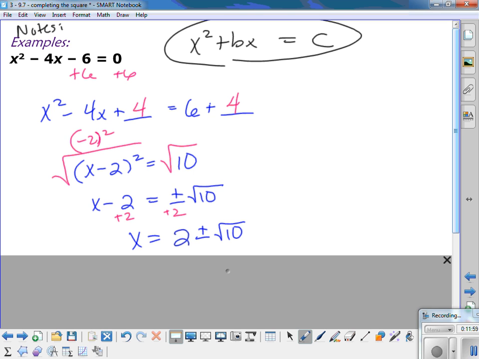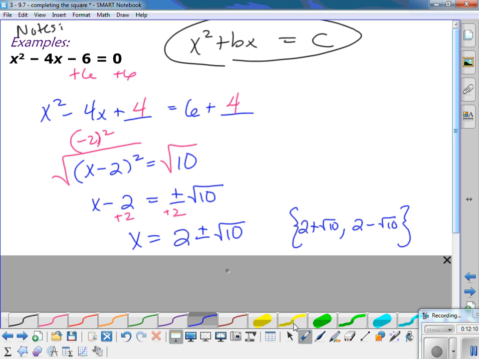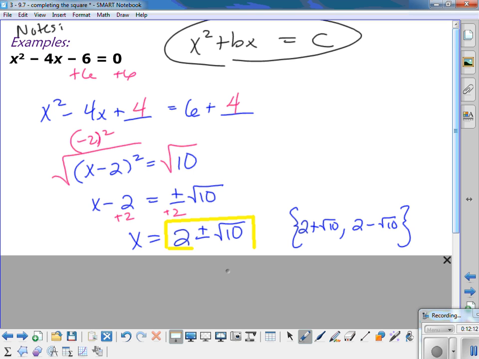Okay? And if it was given to you as a solution set, again, that's actually two numbers. That's 2 plus the square root of 10 and 2 minus the square root of 10. Okay? So just understand that on a multiple choice test, the answer might be written 2 plus or minus root 10, but it also might be written with the brackets and as two separate numbers. So you have to understand that those are the same thing.